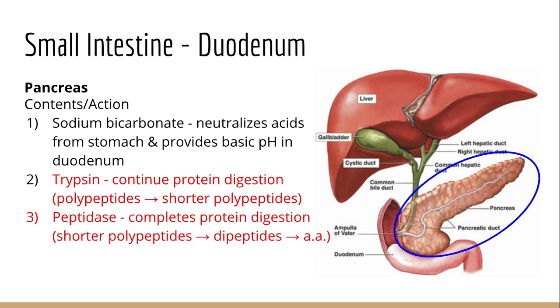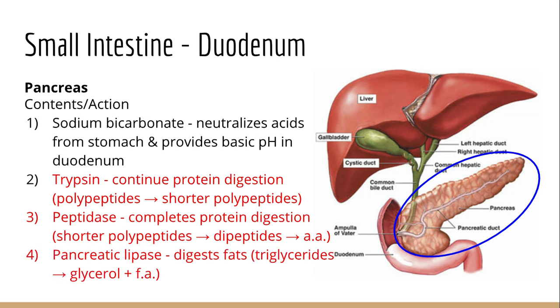Then come the peptidases, which are protein enzymes, and they take that shorter polypeptide, which trypsin made, and cut it into dipeptides all the way down to the amino acids. So now we have the monomer of proteins hanging out in the duodenum. So that's the stuff our body wants. It's made by being digested and broken down in the duodenum.